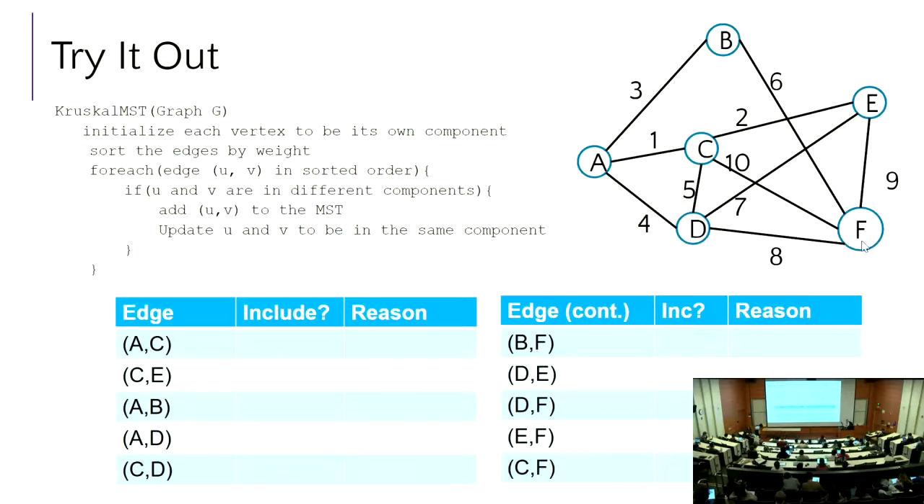And hopefully your brain's like, well, F, that seems like the one we haven't spoken to yet. F's been waiting for somebody to reach out. It's had FOMO. And so now we ask ourselves, if we include this edge from D to F of value 8, is that going to expand connectivity? Is that going to bring in a vertex that is previously not connected somehow?